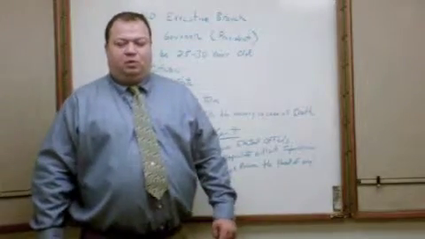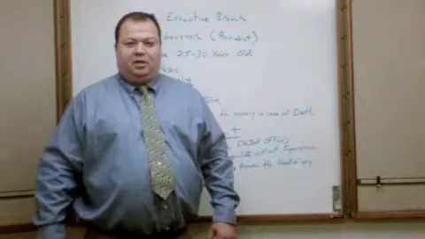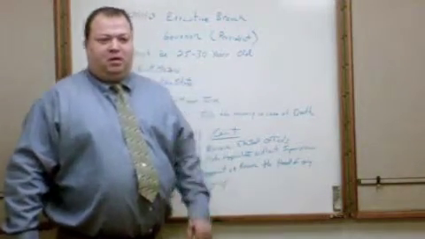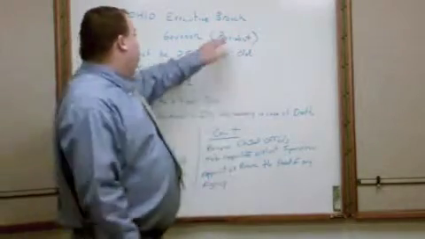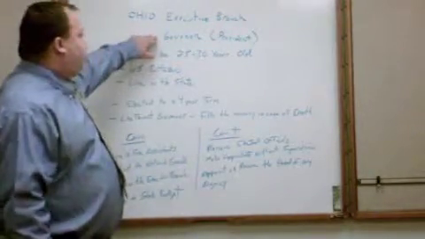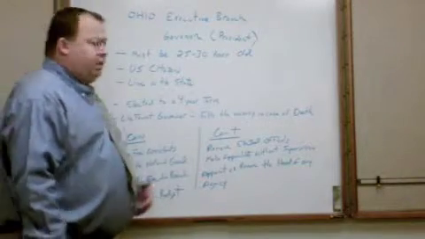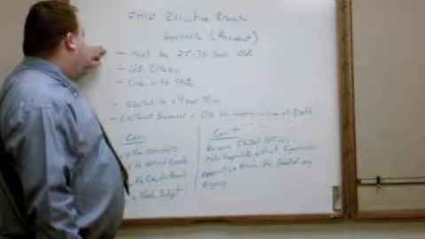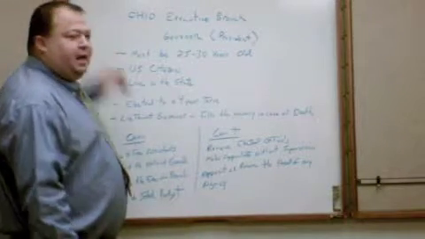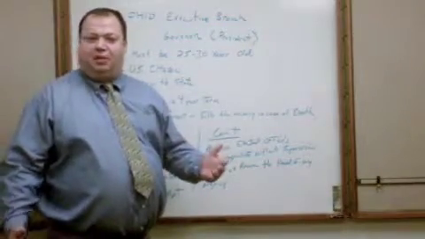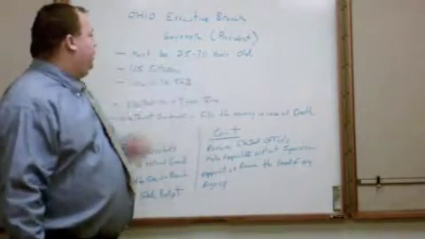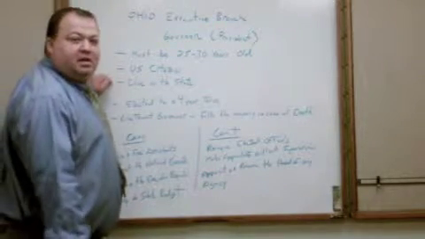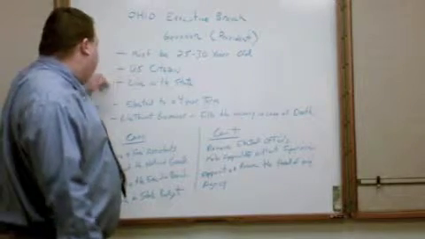Okay, now we're going to talk about the Ohio executive branch, which the role of the executive branch is to enforce laws. In the national government, that's the president. But for the Ohio branch, it's the governor. The three requirements to be a governor in the state of Ohio is you must be between 25 and 30 years of age as a minimum. Each state is different. That's why you have that fluctuation here between 25 and 30. You must be a U.S. citizen, and you must live in the state in which you represent.